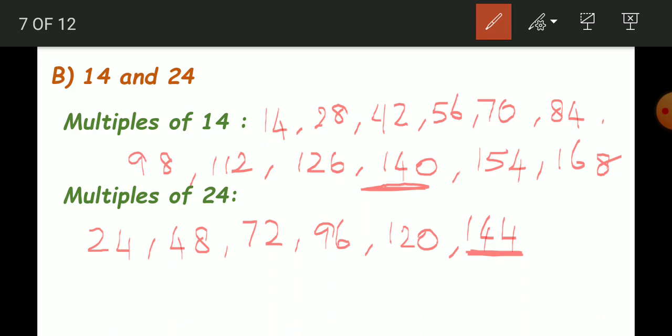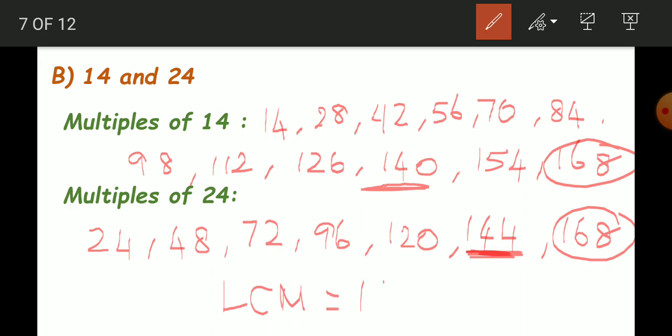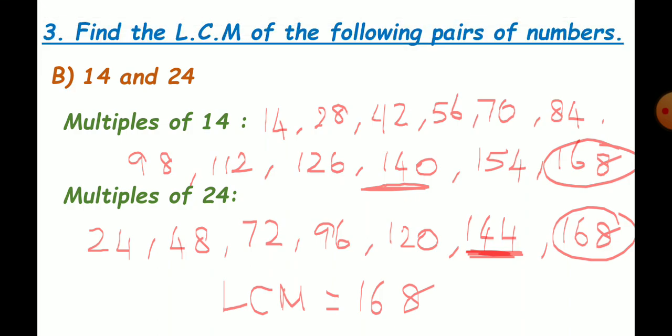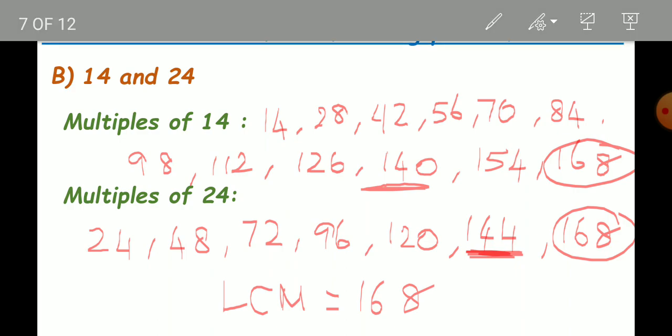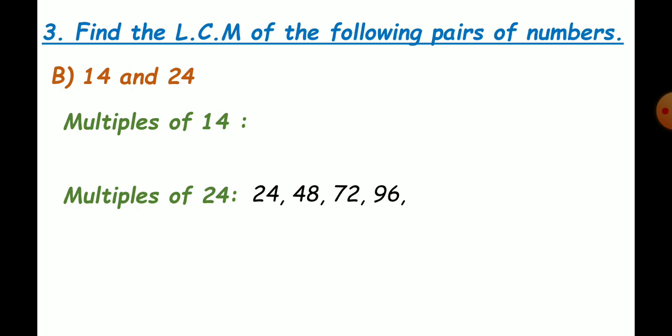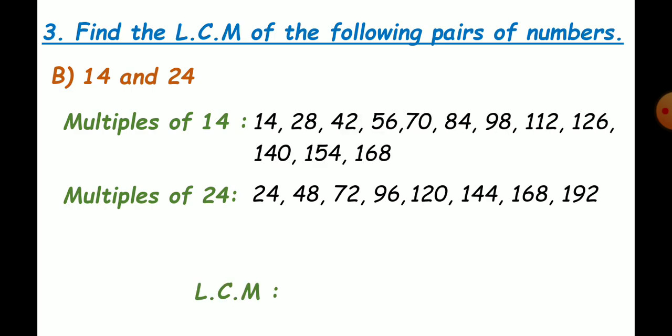Okay. So in the 24 table after 144, 24 sevens are 168. Now you got a common multiple, right? So here the LCM is 168. Okay, so this is the least common multiple of 14 and 24. So check the answer here. 168 is the least common multiple.